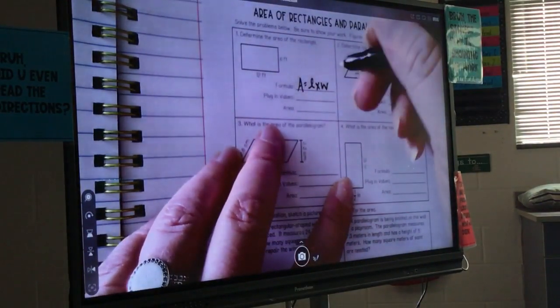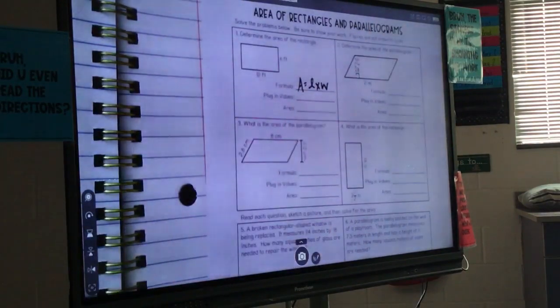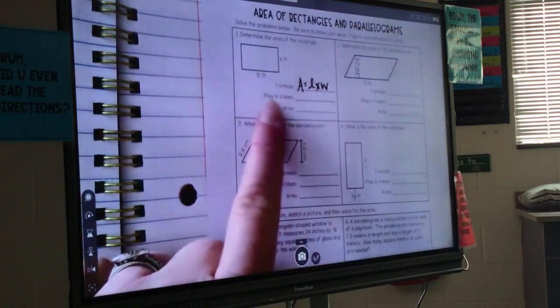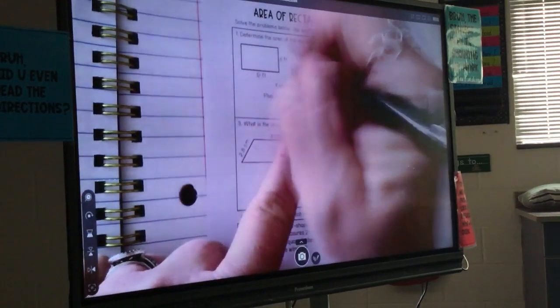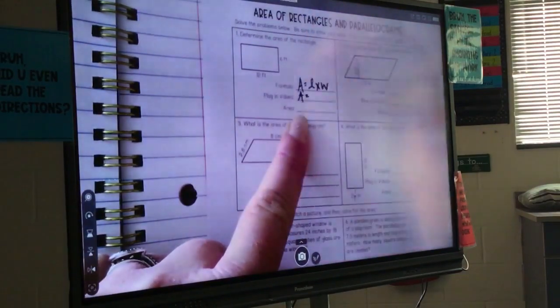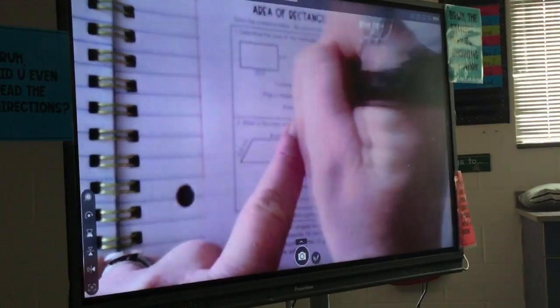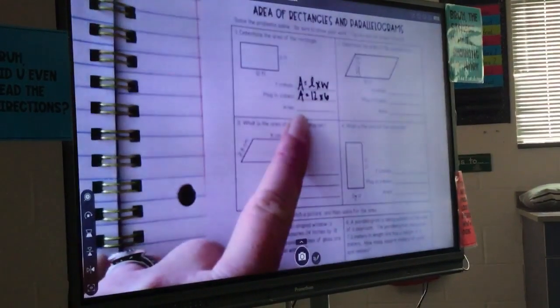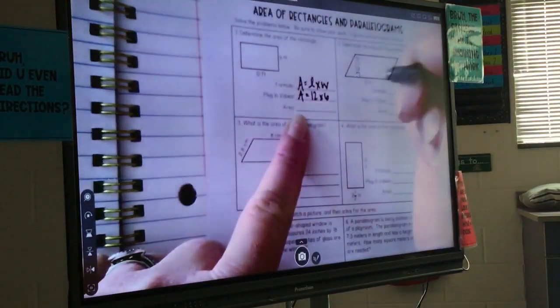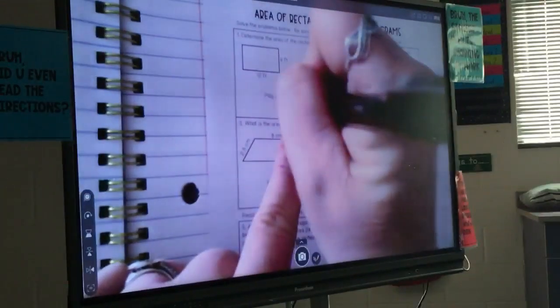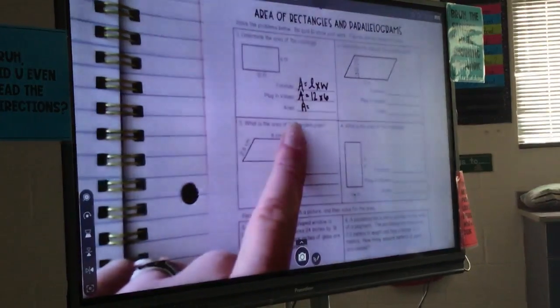All right, so for the top 4, it is asking you to write the formula for each one of these. That is part of your answer. Then it says plug in values. So then I'm going to write A equals 12 times 6. Plug it in. Do the math. So then A equals, what is 12 times 6? Raise your hand.